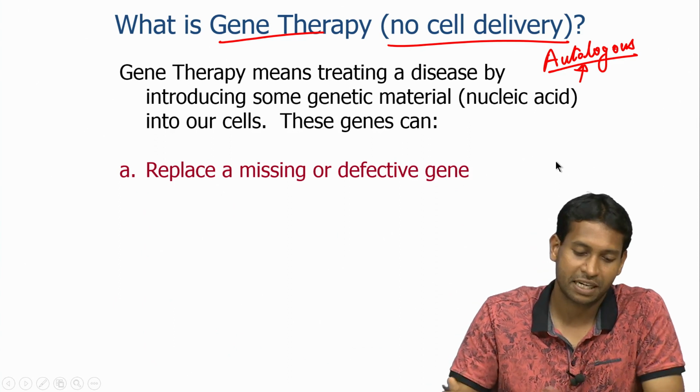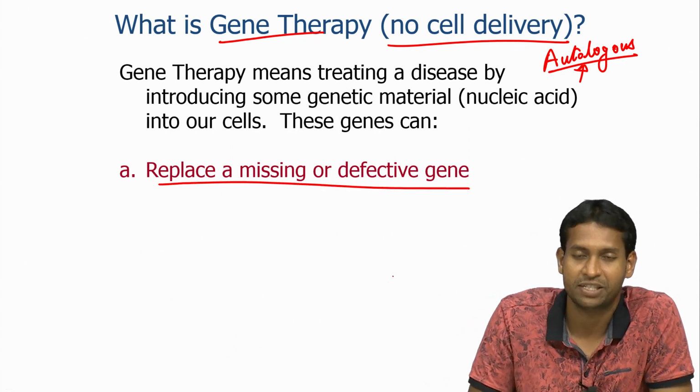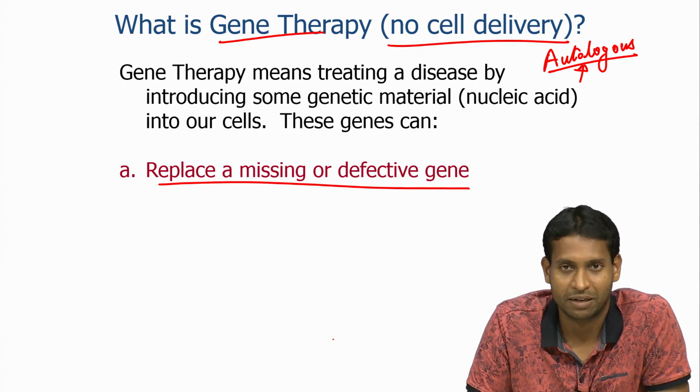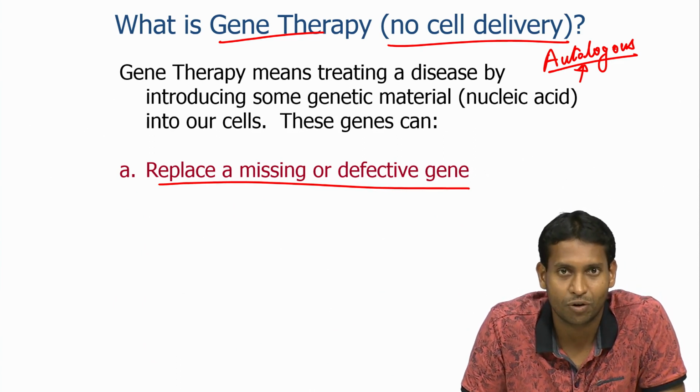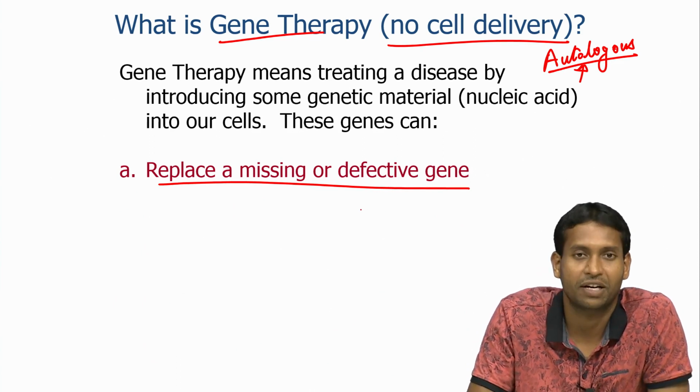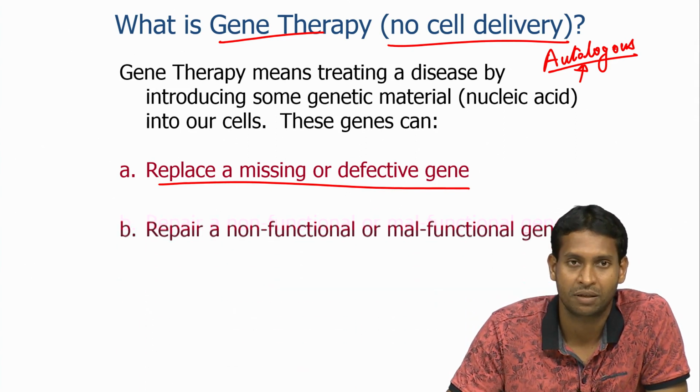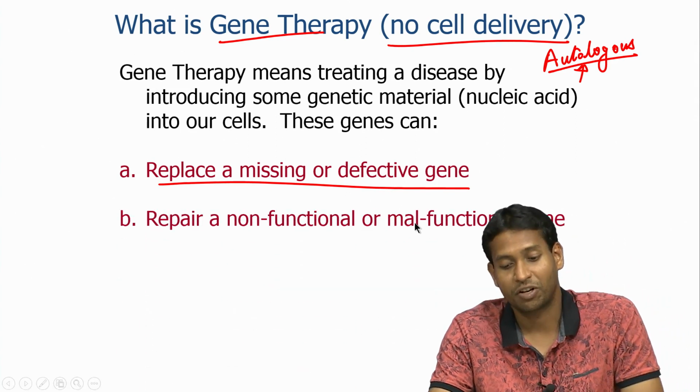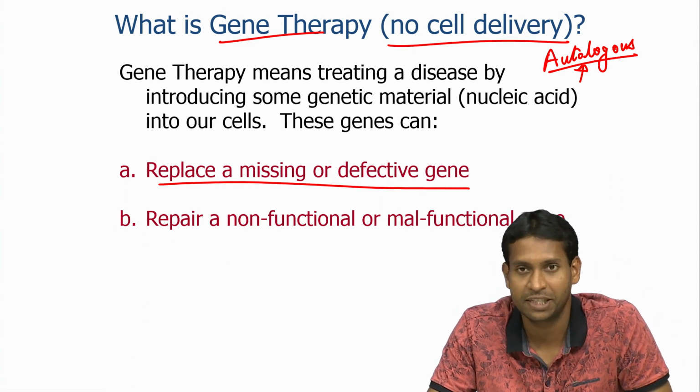So again, these genes can be to replace a missing or a defective gene. So if a gene is completely missing, we can try to add 1 or 2 copies of those genes, or if it is defective, we can try to do the same thing. We can repair a non-functional or malfunctioning gene.